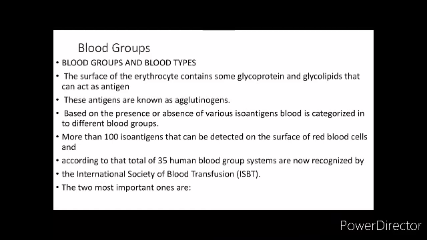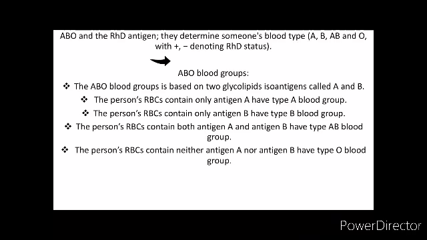Now, the two most important ones are ABO and RHD antigen that determine someone's blood type A, B, AB and O, with plus and minus denoting RHD status. Now, ABO blood groups is based on two glycolipid isoantigen called A and B.